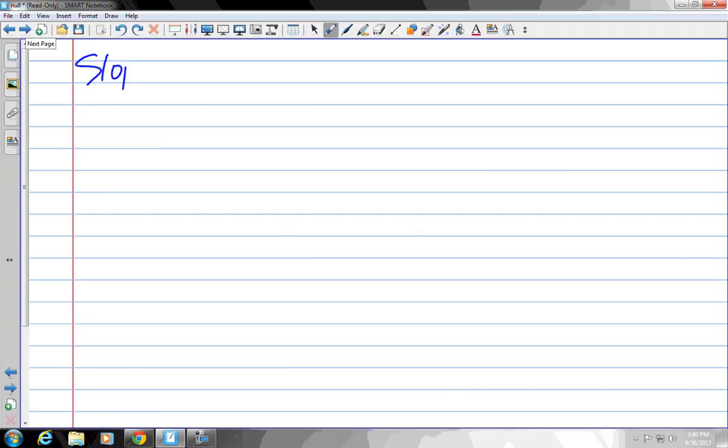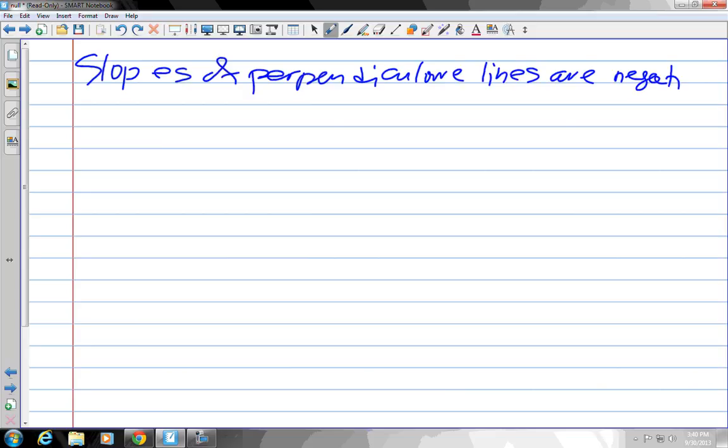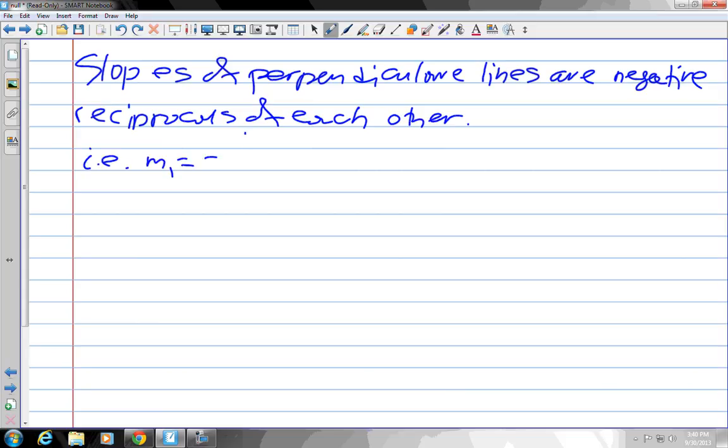So the perpendicular lines, their slopes are negative reciprocals of each other. So the slopes of perpendicular lines are negative reciprocals of each other. Meaning one slope equals -1 over the other slope. So 1/2 and -2, 3/2 and -2/3, -7/2 and +2/7. You know, you flip it and you change the sign.